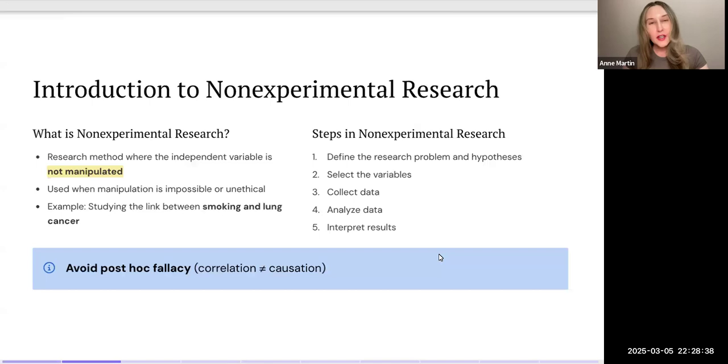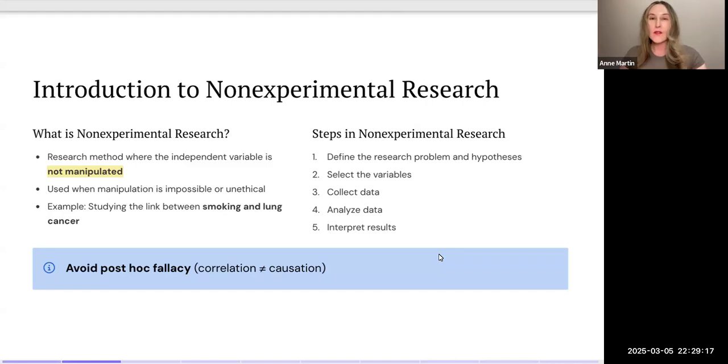There are some particular design considerations that researchers need to make when they are using non-experimental design. The steps for non-experimental research are similar to other quantitative or confirmatory or top-down approaches where you are testing a hypothesis. The first step is to define your research problem and your hypothesis. Next, you will select and define your variables: which one is your independent variable, what is your dependent variable. Then you will collect your data, analyze the data, and interpret the results.